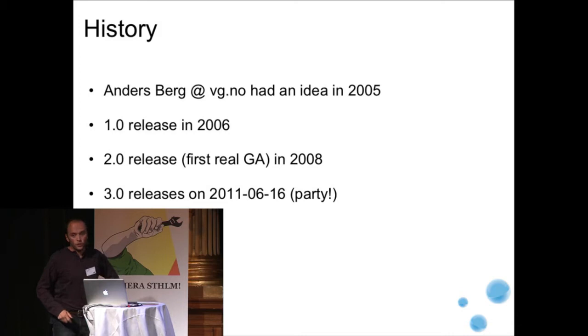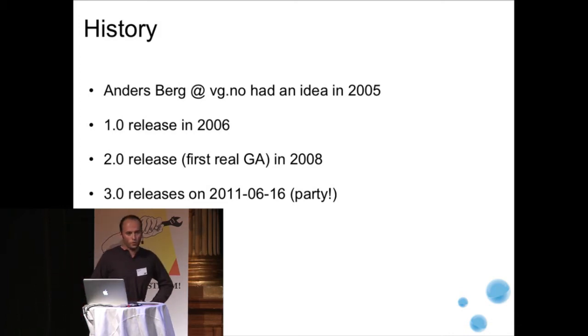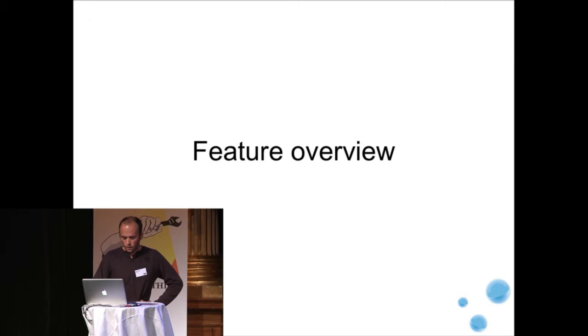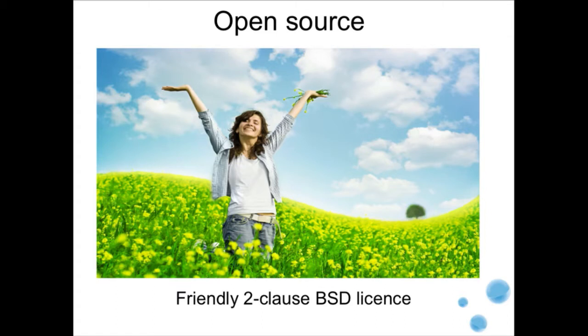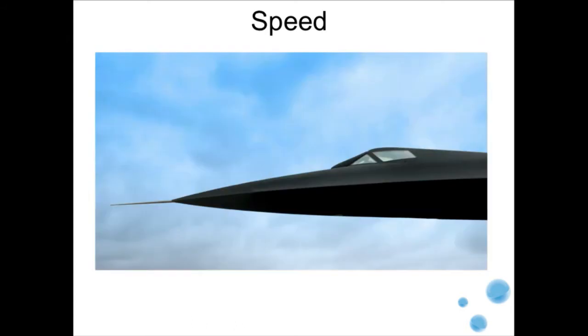There's a 3.0 release just around the corner. On the 16th of June, we'll be releasing the 3.0 version of Varnish. I'm going to talk a bit about that later as well. Okay, feature overview. We're open source. It's distributed under a friendly two-clause BSD license. Basically, that means that you can do whatever you want with it. There are 2 things you can't do. You can't strip away the copyright headers from the source, and you can't sue me. Well, you can try.